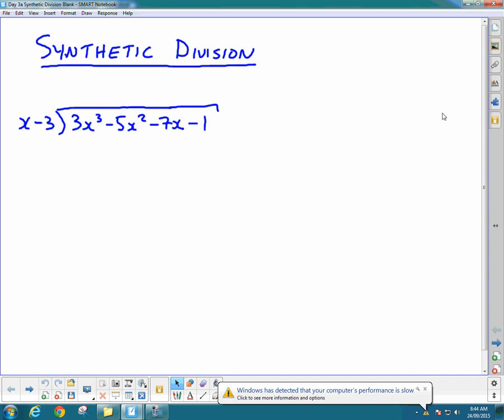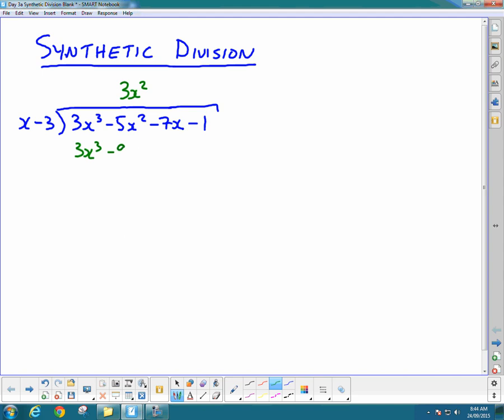So first I'm going to do it the long division way. We ask ourselves, what do I multiply by x to get 3x cubed? It's 3x squared. We multiply that, a little mini rainbow, 3x cubed. 3 times negative 3 is negative 9x squared. We have to subtract. It's negative 5 minus minus 9, which reminds me to add, so it ends up being 4x squared.